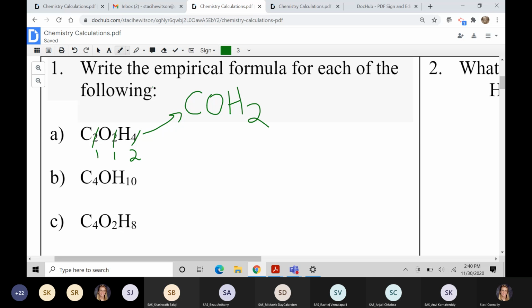Okay, letter B. So this is C4O, and remember there's a 1 there, H10. I can't really divide any of these. There's not anything I can divide all of these by because of this 1 here. So this cannot be reduced. Because it cannot be reduced, we are just going to rewrite it. That means its empirical formula is its molecular formula, and we're just going to leave it like that.